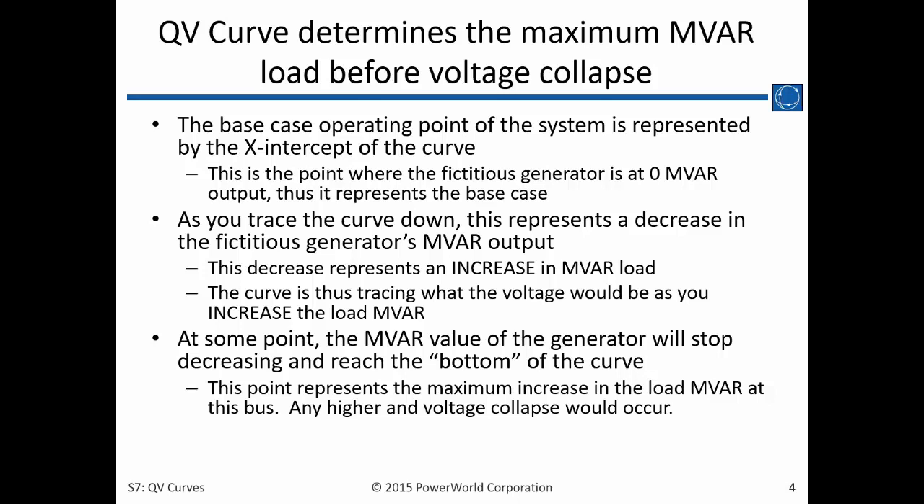At some point, the megavar value of the generator will stop decreasing and reach the bottom of the curve. This point represents the maximum increase in load megavar at the bus. Any higher value of megavar load at the bus and a voltage collapse would occur.